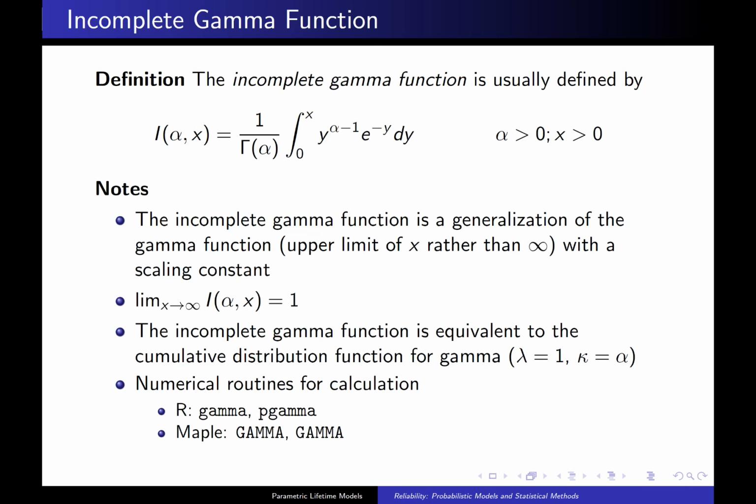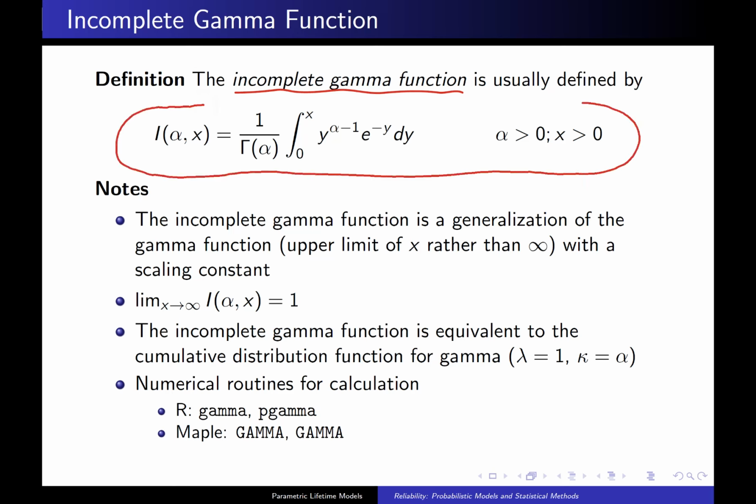In reliability work, there is another function which is known as the incomplete gamma function, and it is usually defined in this fashion. Now notice this time there are 2 arguments, and the 2 arguments are alpha and x, and it is 1 over gamma of alpha times the integral from 0 to x of y to the alpha minus 1 e to the minus y dy. So the integrand remains the same, and there's only 2 differences. First of all, instead of integrating from 0 to infinity, we integrate from 0 to x. And then second, there is a normalizing constant out front, which is 1 over gamma of alpha.